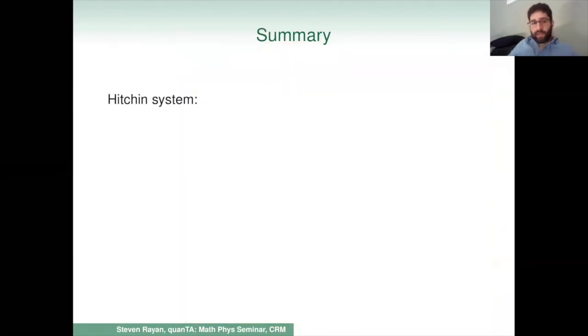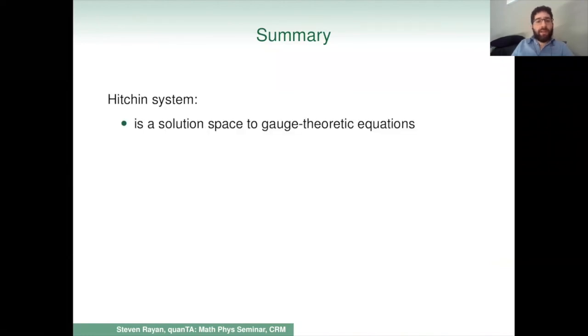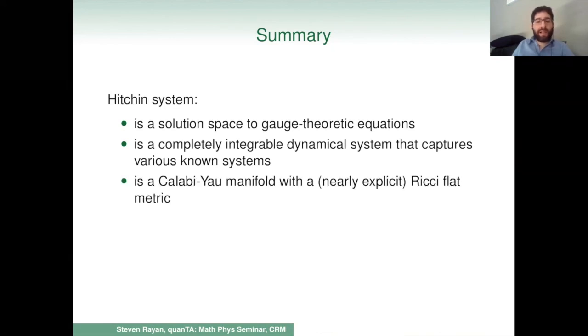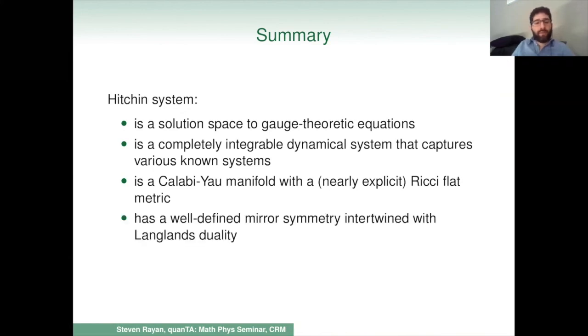So just as a summary, not the end of the talk, but as a summary, the Hitchin system is many things. It's a solution space to gauge theoretic equations that come from self-dual Yang-Mills. It's a completely integrable dynamical system that captures various known classical systems. It's a Calabi-Yau manifold with a nearly explicit Ricci-flat metric. And it has a well-defined mirror symmetry in the physics sense, but which is intertwined with Langlands duality.